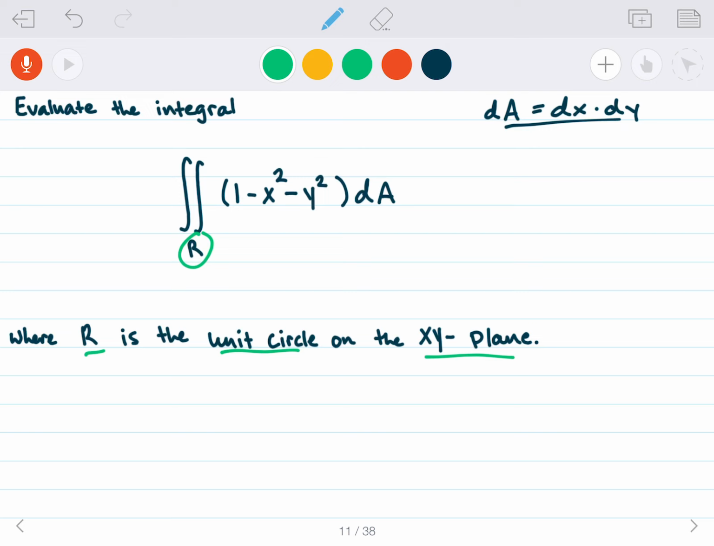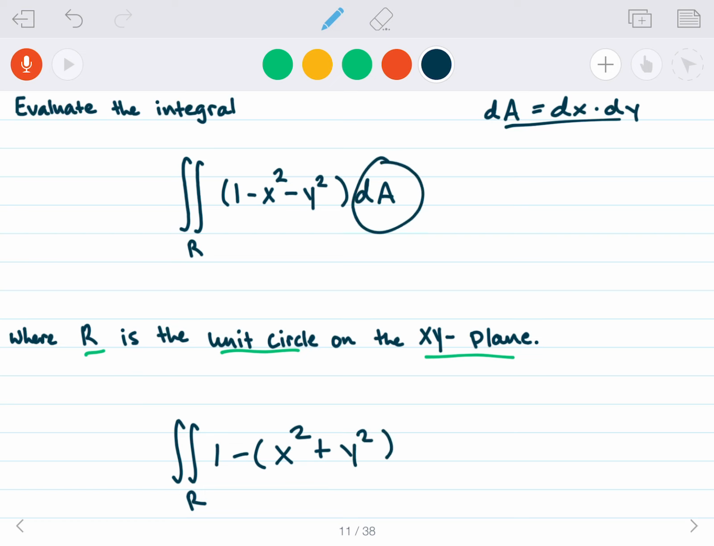Okay, so the first thing I'm going to do is change my x squareds and y squareds in terms of r's and thetas. So now I can factor out a negative so that I have 1 minus (x squared plus y squared). And instead of dA, remember what I'm going to write as my new polar components: dA is going to be r dr d theta. So that's what I'm going to write here.